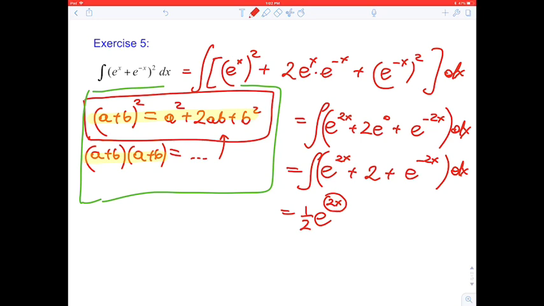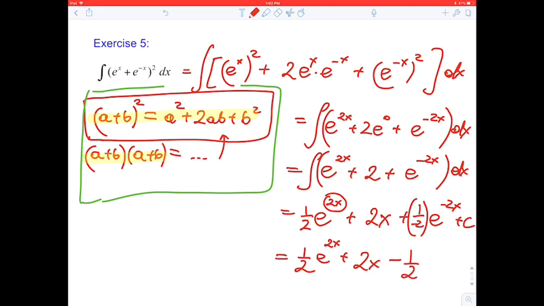We may use the u substitution, but we can also just remember this property. The integral of 2 dx is just 2x, and the integral of e to the negative 2x is e to the negative 2x times negative half. So we get 1/2 e to the 2x plus 2x minus 1/2 e to the negative 2x, and I can nicely box the final answer.